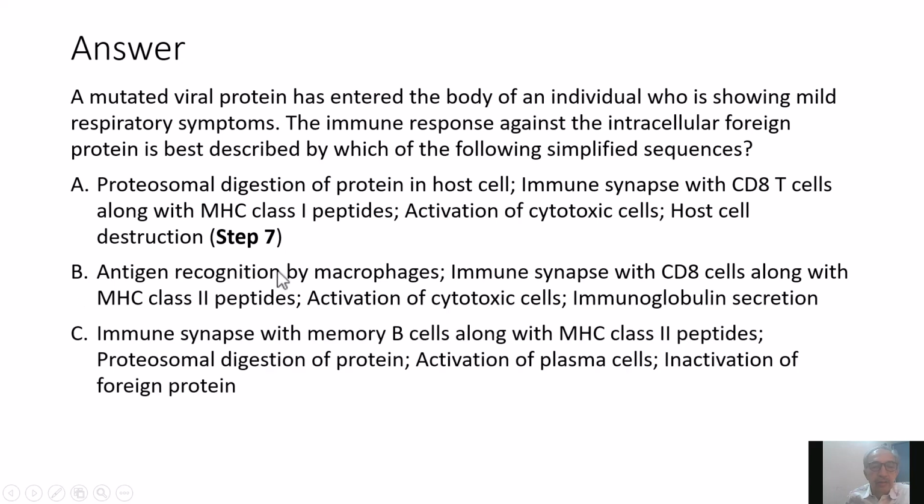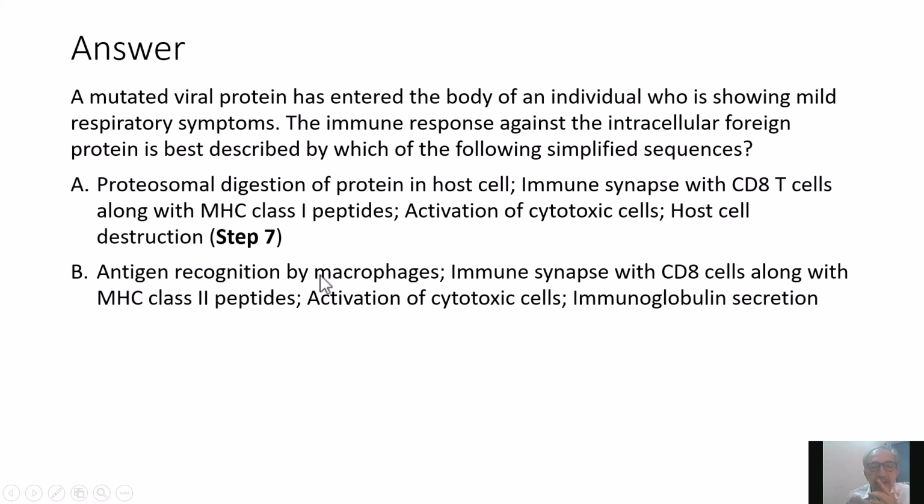The other options are not in sequence or they are wrong. Antigenic recognition by macrophages: it is a viral protein, mainly intracellular, so it is unlikely that macrophages recognize it. Immune synapse with CD8 cell along with MHC class 2 peptides, activation of cytotoxic cell, immunoglobulin secretion is wrong, because cytotoxic cells as such do not secrete immunoglobulin.